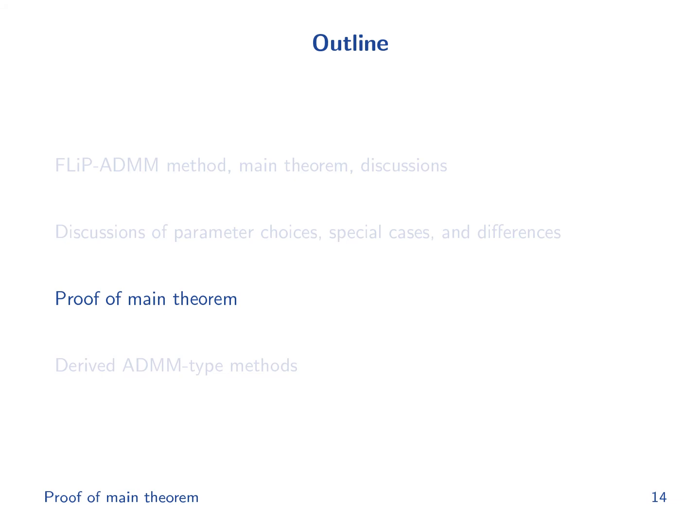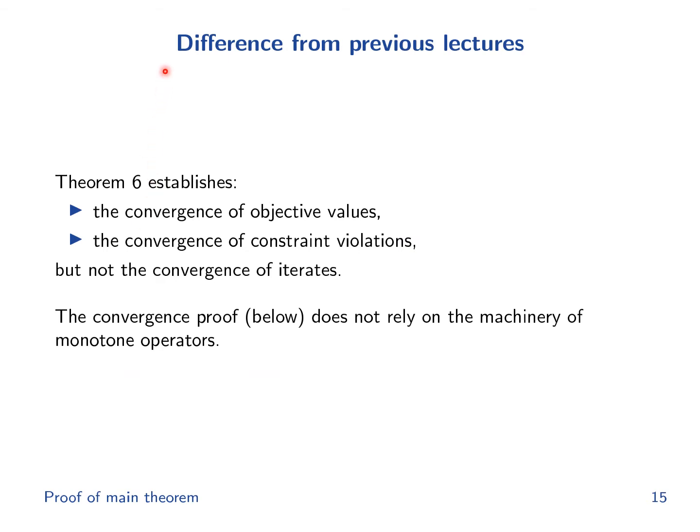Now we proceed to discussing the proof of the main theorem. Theorem 6 is very different from the theorems from previous lectures. Theorem 6 establishes the convergence of the objective values, which are f of xk plus g of yk, and also establishes the convergence of constraint violations, which are matrix A times xk plus matrix B times yk minus vector c. Theorem 6 does not establish the convergence of the iterates.